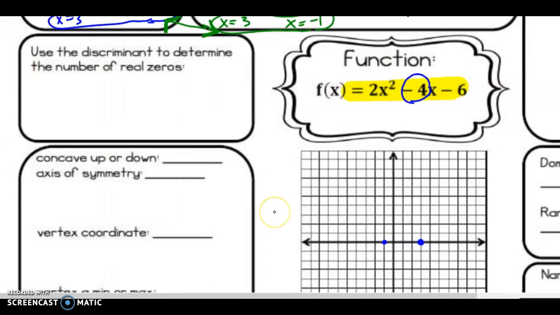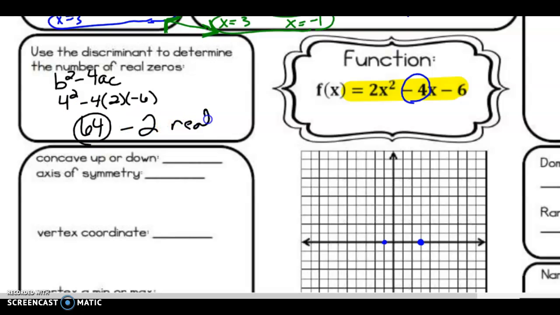So how many real zeros were there? We can see that there's 2, but how did the discriminant help us? Remember, the discriminant is the part under the radical, so b squared minus 4ac. So negative 4 squared, I'm just going to write 4 squared, minus 4 times a times c. So that was 16 plus 48, which is 64. That told us that there were 2 real zeros. Remember, if that number is greater than 0, there's 2. If it equals 0, there's exactly 1. If that number is negative under the radical, that's where you're going to get those imaginary solutions.